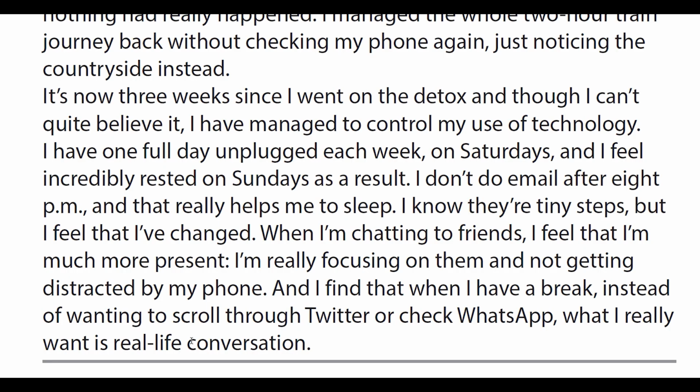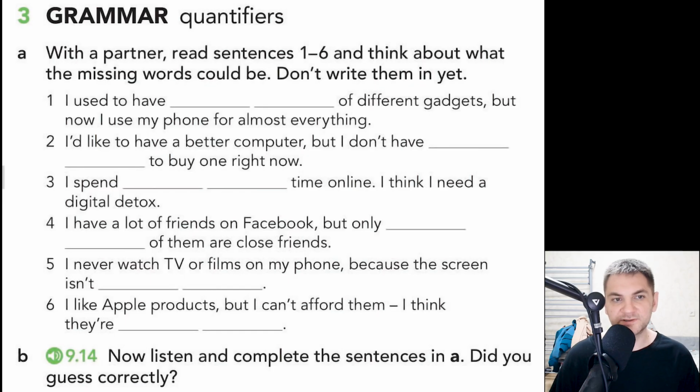Давайте двигаться дальше. Part 3. Grammar Quantifiers. Activity A. Think and predict. Now you are going to practice grammar. You will see 6 sentences about technology and digital habits, but some words are missing. Your job is simple. Read each sentence and try to guess what the missing words are. Do not write anything yet, just think and discuss with yourself. For example, in sentence 1, maybe the missing words are a lot, but is that correct? You will find out soon.